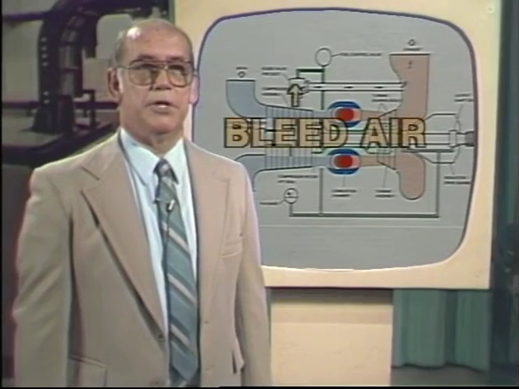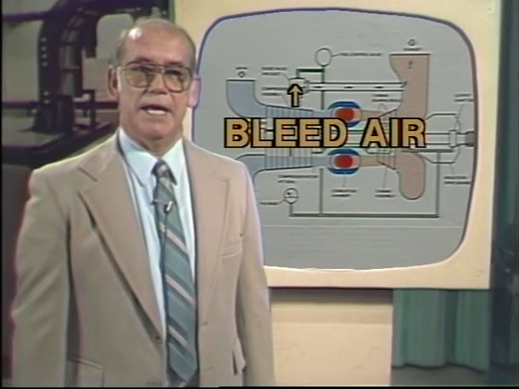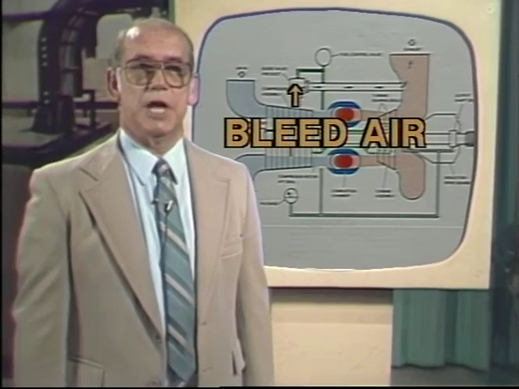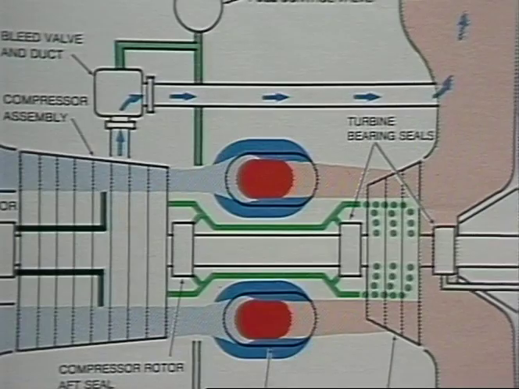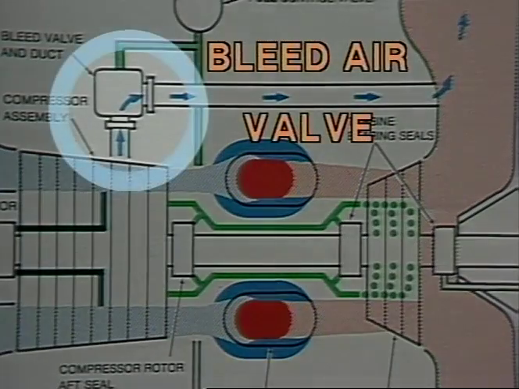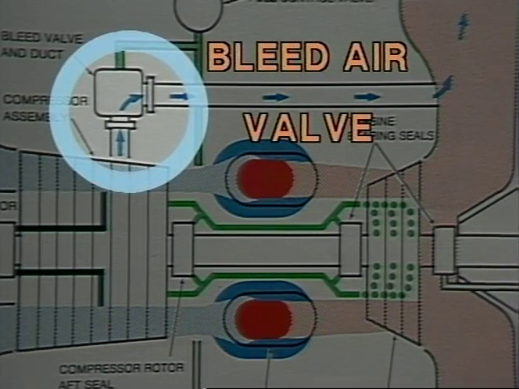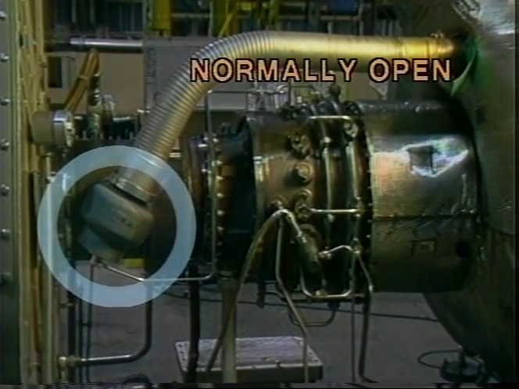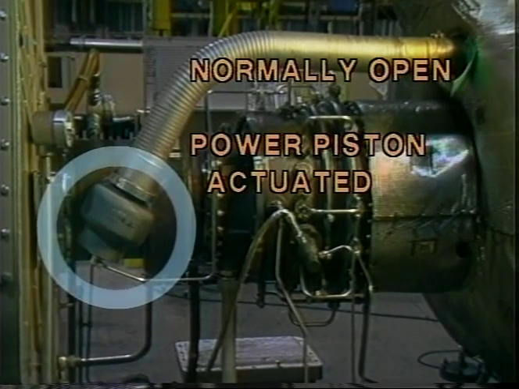You will remember that during low speeds, an increasing pressure builds up in the engine compressor, which can stop the flow of air. A bleed air valve mounted on the compressor case bleeds this excess air from the 6th stage to prevent surge and to assure a smooth acceleration and deceleration. The valve is a normally opened, power piston actuated, spring-loaded valve.